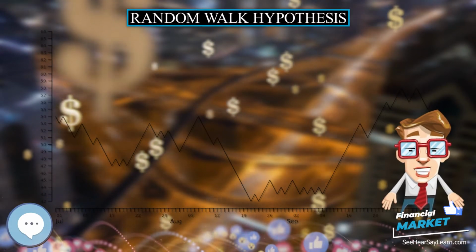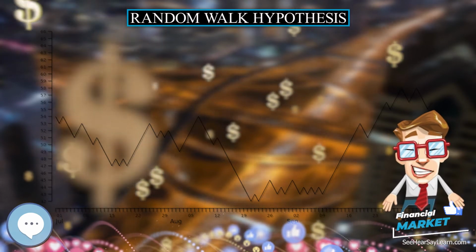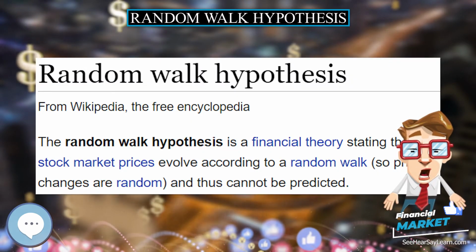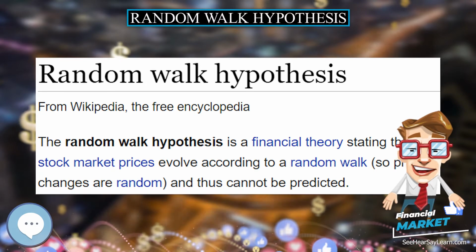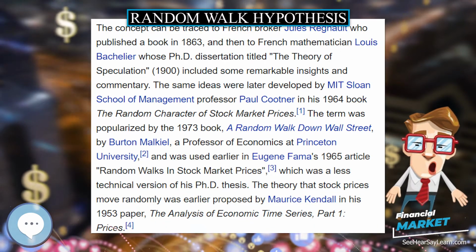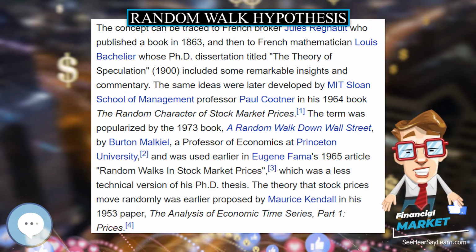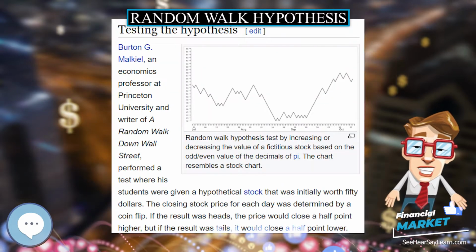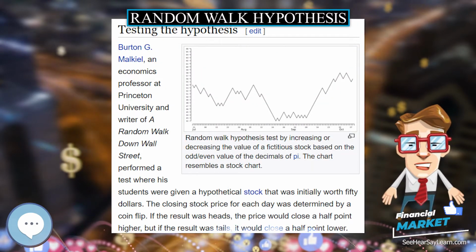Random walk hypothesis. The random walk hypothesis is a financial theory stating that stock market prices evolve according to a random walk, so price changes are random, and thus cannot be predicted. It is consistent with the efficient market hypothesis.